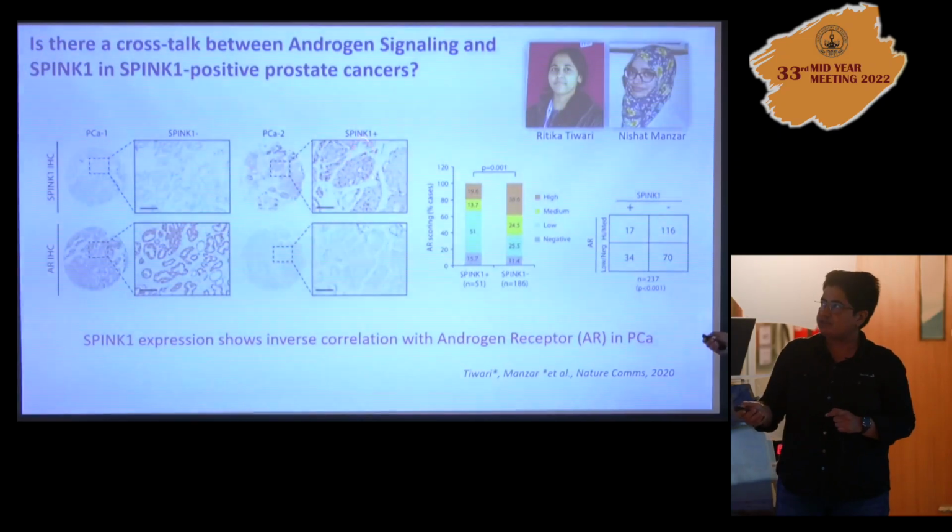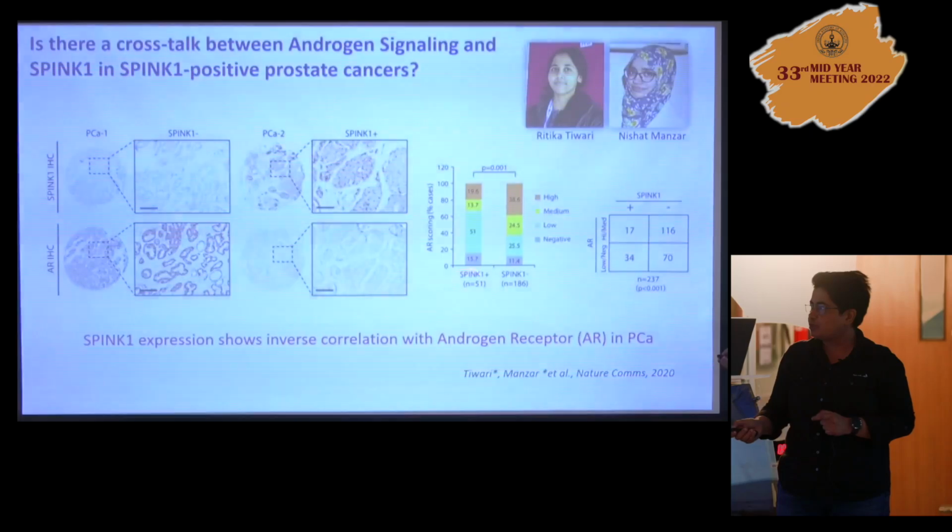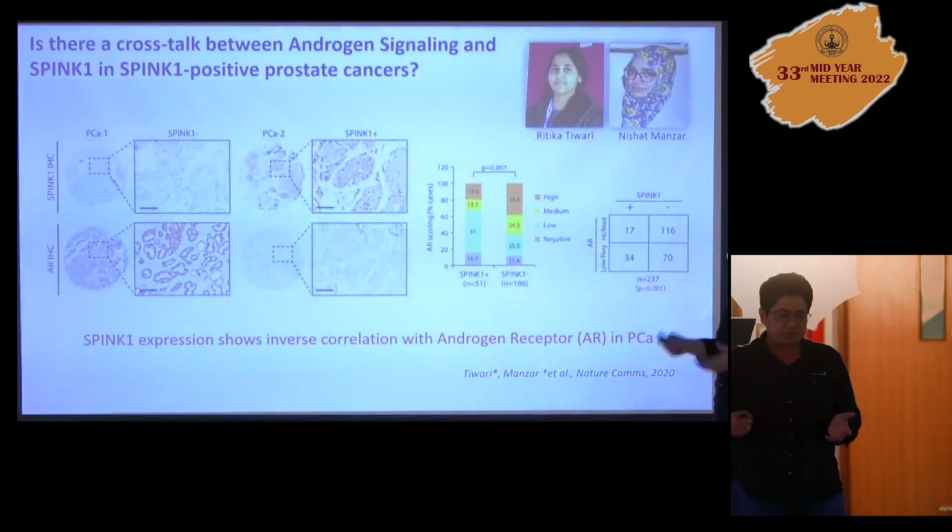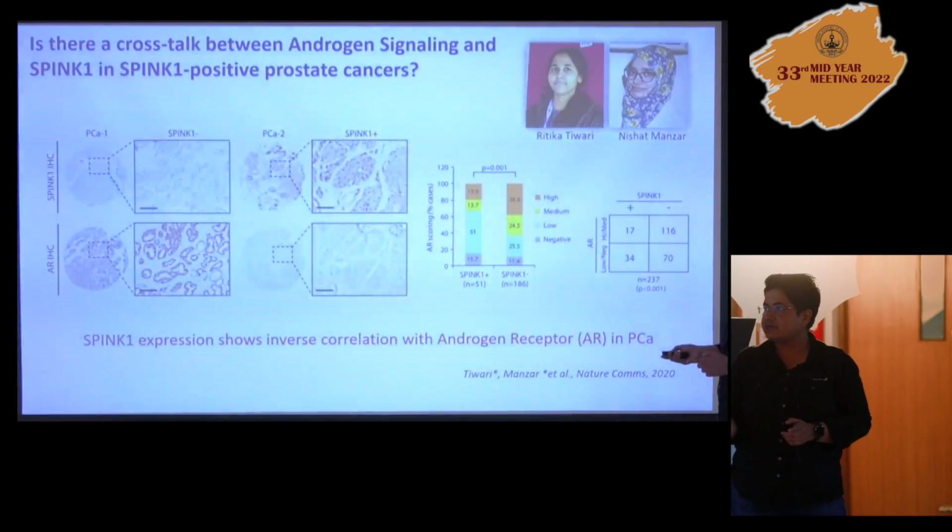SPINK1-positive patients show lower or negative expression of AR, whereas SPINK1-negative patients show higher expression of AR. So this is the combined data. You see SPINK1-positive patient 51 show more low or negative expression of AR, whereas SPINK1-negative patients show more high to median. This indicates that SPINK1 shows an inverse correlation. So maybe androgen signaling has some negative association with this particular subtype.